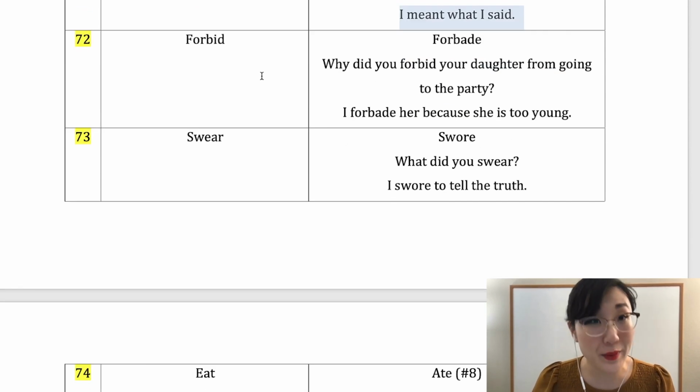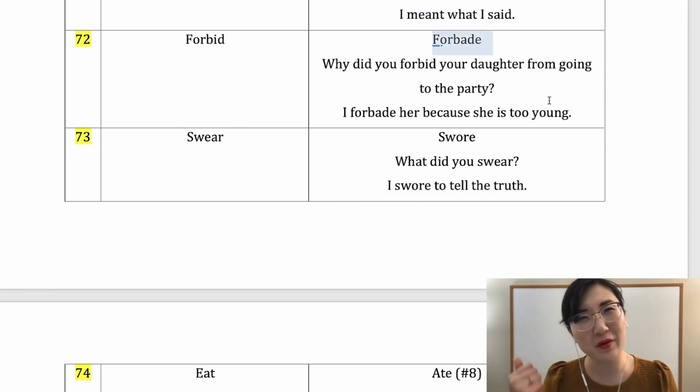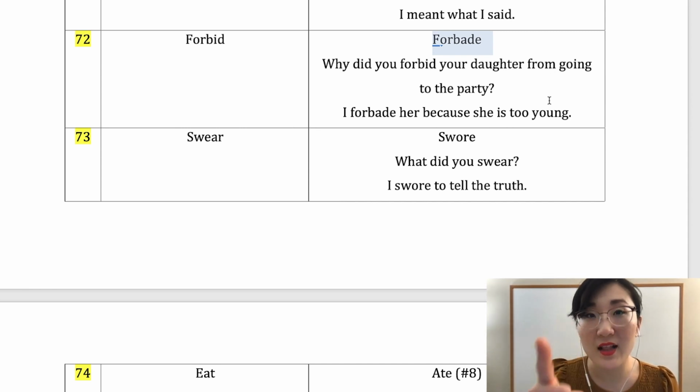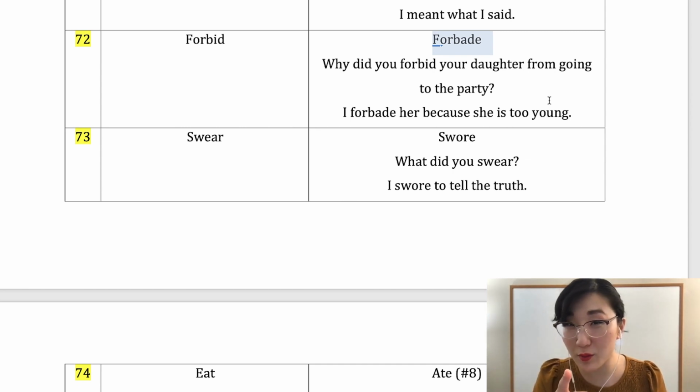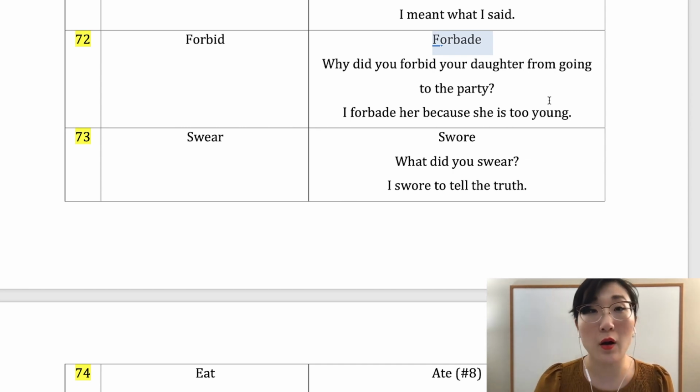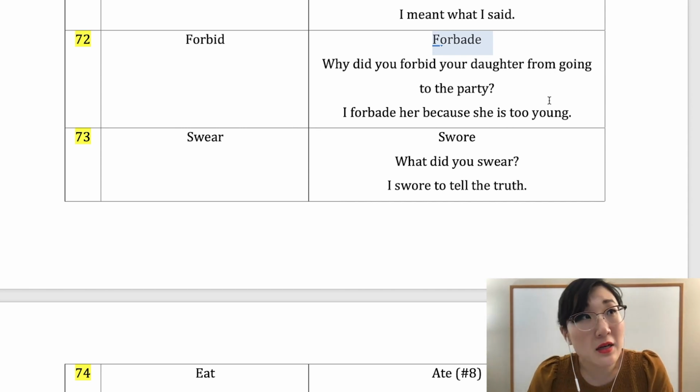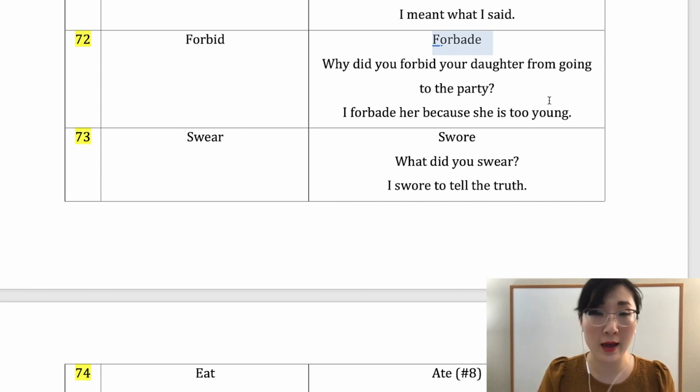Okay. Forbid. Forbade. Past tense. Why did you forbid your daughter from going to the party? I forbade her because she's too young. Forbid, forbade means you are telling someone that they cannot do something or there will be consequences. They may get punished or in trouble. So forbid. What does your boss forbid you from doing at work? Maybe my boss forbade me from using my cell phone at work, from looking at YouTube or Netflix at work.